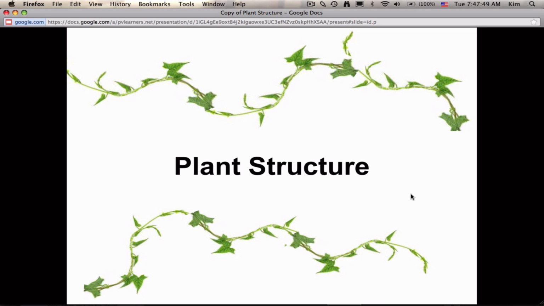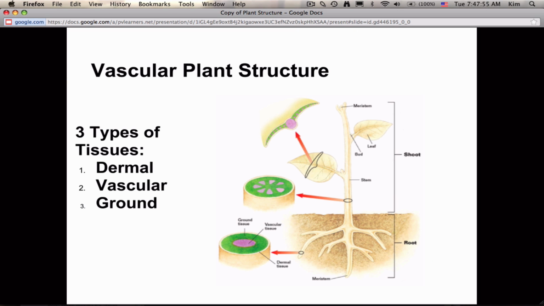We're going to talk a little bit more about plants, and we're going to talk in detail about the structure of plants. So vascular plants have three different types of tissues. They have dermal tissue, they have vascular tissue, and they have ground tissue.